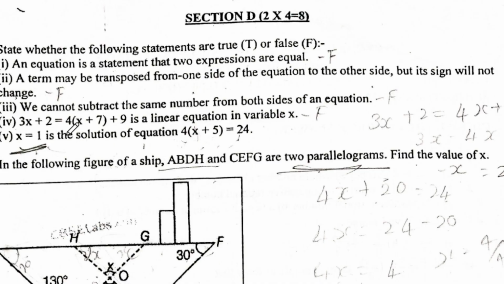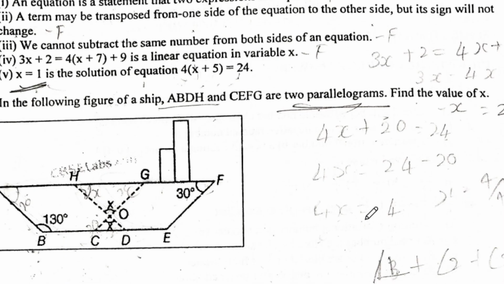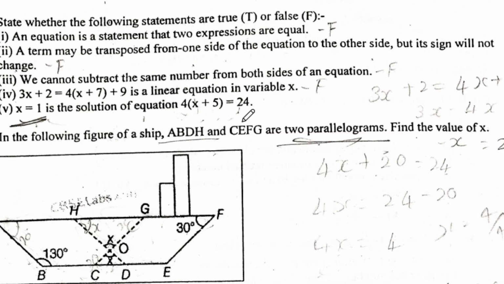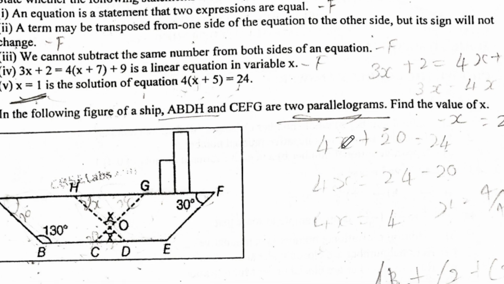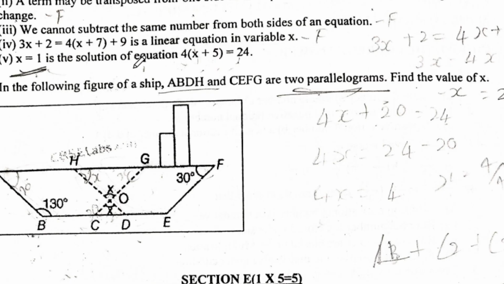X equal to 1 is the solution of this equation. So you have to find the answer for everything. And next we have: in the following figure, ABDH and CEFG are two parallelograms. Find the value of x. This I'll do. Okay, these are like easy questions. So the answer is already written here. So this one I will do.